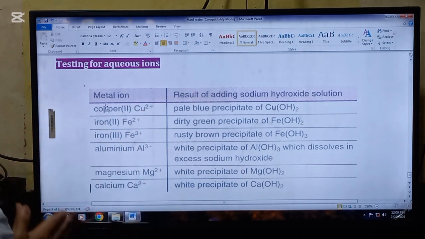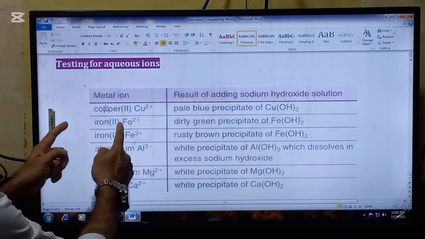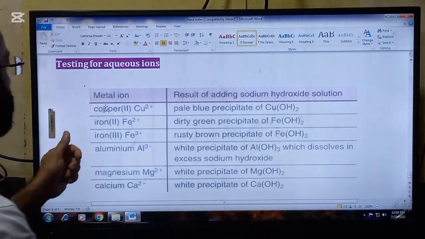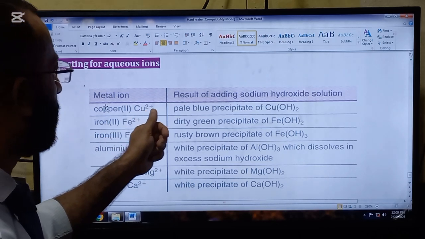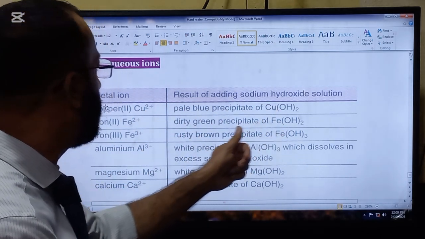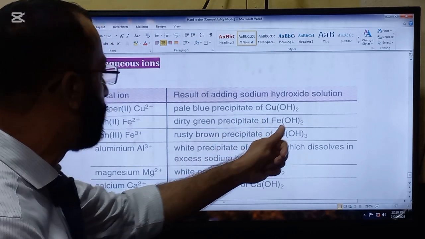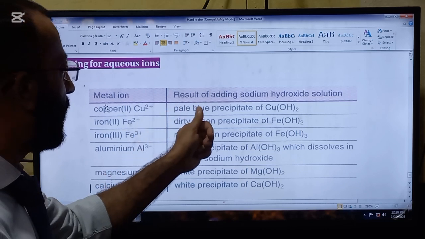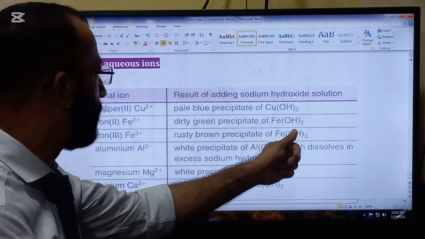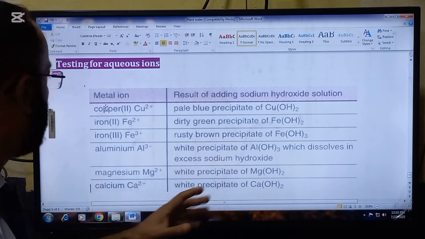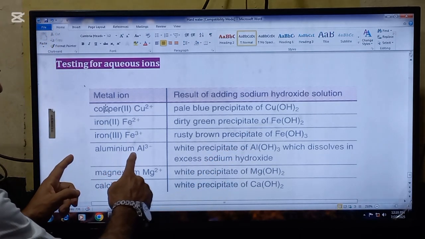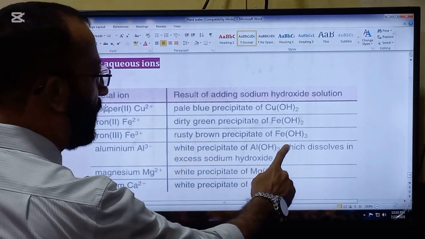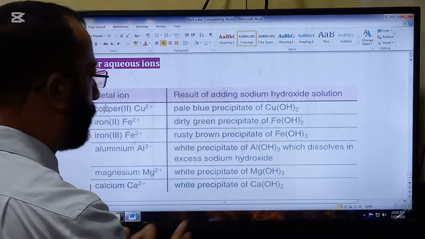Okay, testing for aqueous ions. The metal ion and the result of adding sodium hydroxide solution. When copper ion is added to sodium hydroxide, a pale blue precipitate of Cu(OH)2 is formed. When iron Fe2+ is added to sodium hydroxide, a dirty green precipitate of Fe(OH)2 is formed. When Fe3+ ion is added to sodium hydroxide, a rusty brown precipitate of Fe(OH)3 is formed. This is actually a paper 4 question.